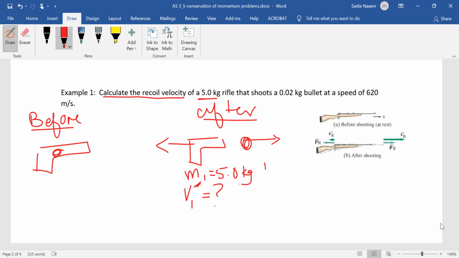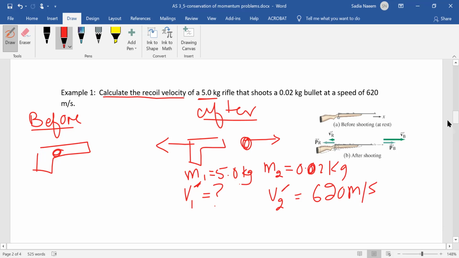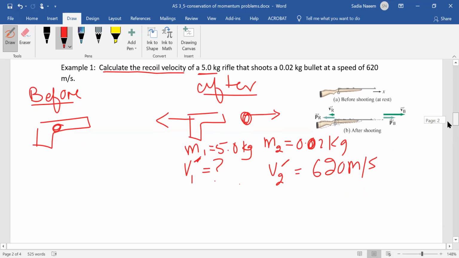For the bullet, I'm going to call the bullet mass 2. We're told that the bullet is 0.02 kilograms. And then the bullet is moving rightwards with the speed V2 prime, because it's after being shot, at 620 meters per second. So using this information and the law of conservation of momentum, we can figure out the recoil velocity of the rifle.